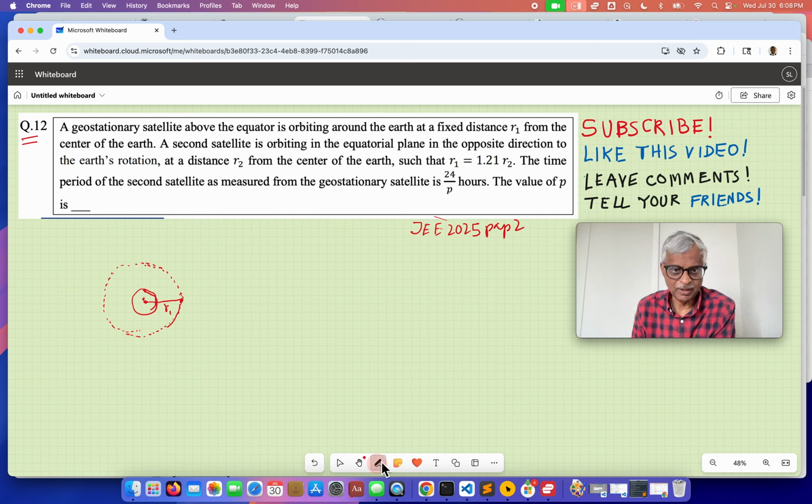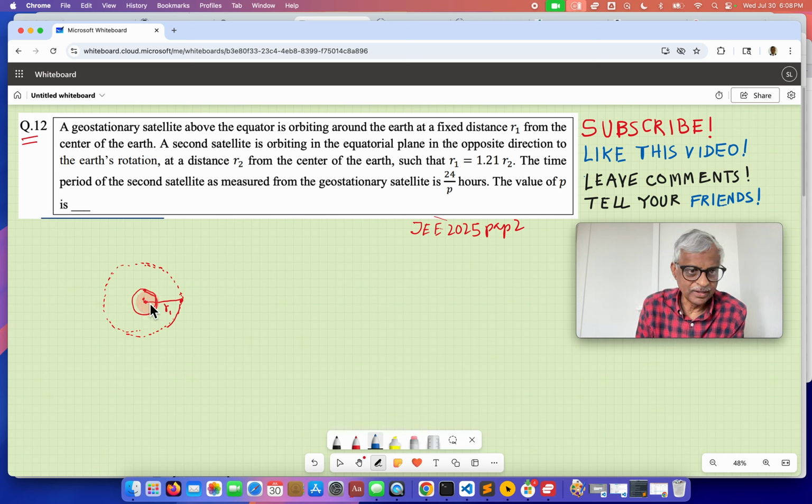And then you have another one, which you can put any place. R1 is 1.21 times R2. So another one is over here, and it's going its orbit like that. Maybe this guy is going this way, so the second one is going that way.